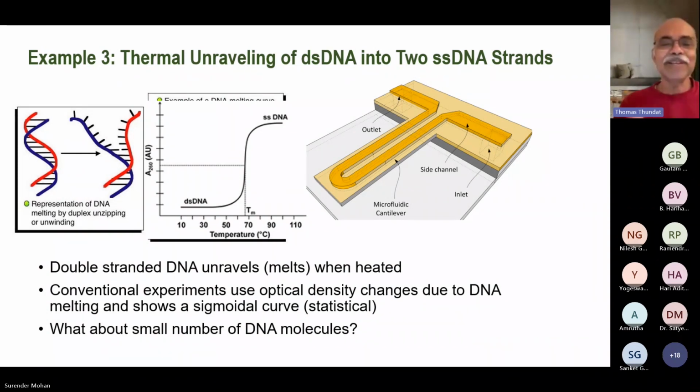But how it is done is still controversial: whether the DNA is going to open up like a zipper from one end to the other end, or open from both ends, or form some kind of bubble in the middle, and then the bubble grows. So we have designed some DNA and then filled this channel with that DNA solution. Next slide.